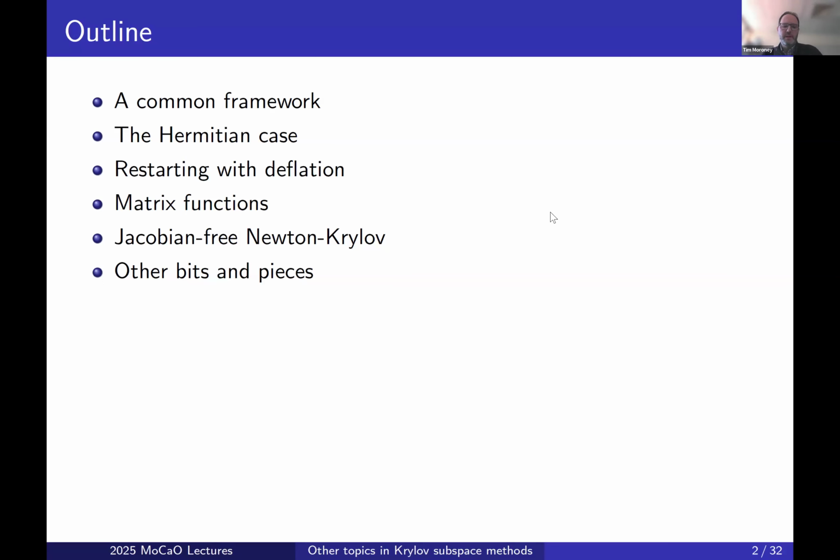Restarting has been a topic of discussion, so let's close that out with the discussion of deflation. I want to talk about matrix functions, which is another application of these Krylov methods. A little bit about Jacobian free Newton Krylov for nonlinear systems and other bits and pieces that I thought sort of fit along the way.